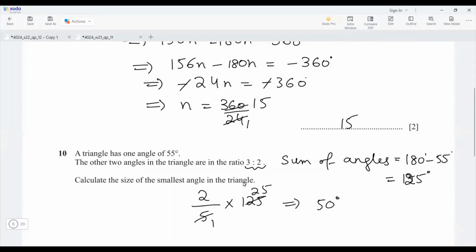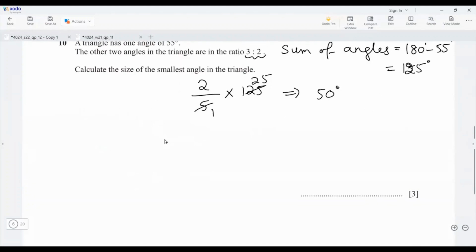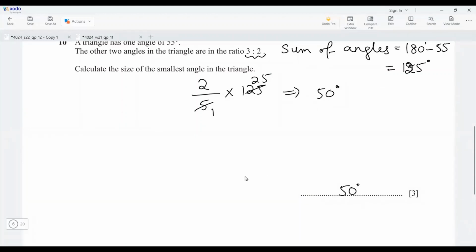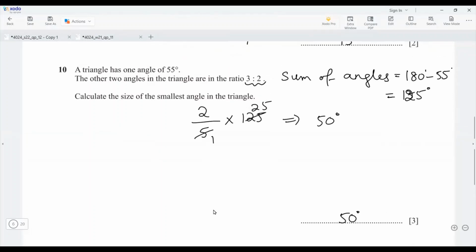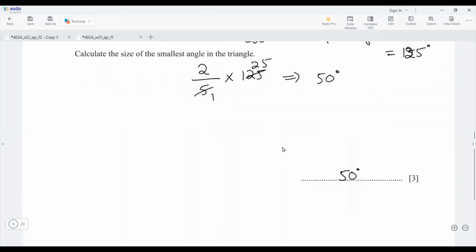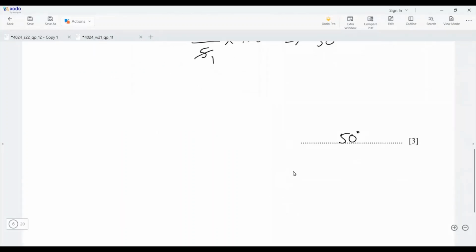If they are saying that we have to find the largest angle, then what do we have to do? We have to take the ratio of 3, divide by the total ratio and multiply by the total angle. Then we will have the largest angle among these two. So this is question number 10, which has the answer of 50 degrees. 50 is obviously smaller than 55 as well, so it will be the smallest. 3 will give the largest angle. You can check in the rough work as well.